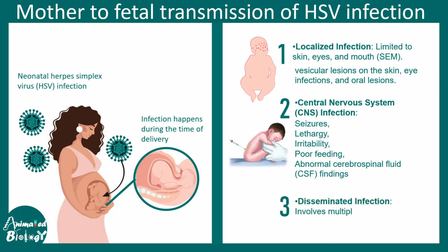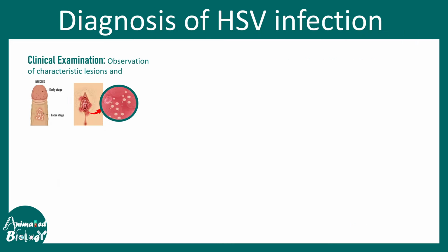If untreated and prolonged inflammation is there, then there could be a disseminated infection which leads to sepsis and involvement of multiple organs. It can even compromise the functionality of many organs. So it could be pretty detrimental for the child.